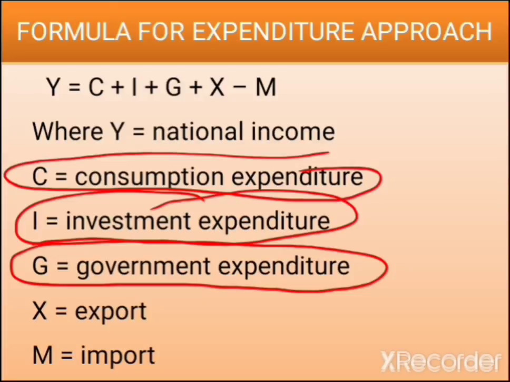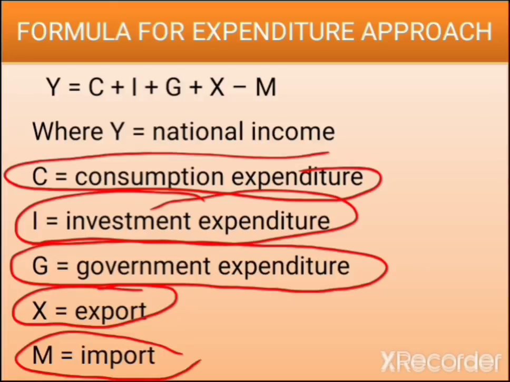Then you have net income from abroad: how much the country received from exporting its goods, you add it, then you subtract the money you spend on importation. So the expenditure approach is equal to consumption expenditure plus investment expenditure plus government expenditure plus net income from abroad.